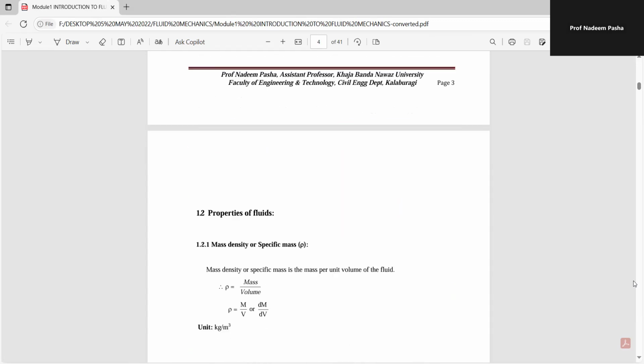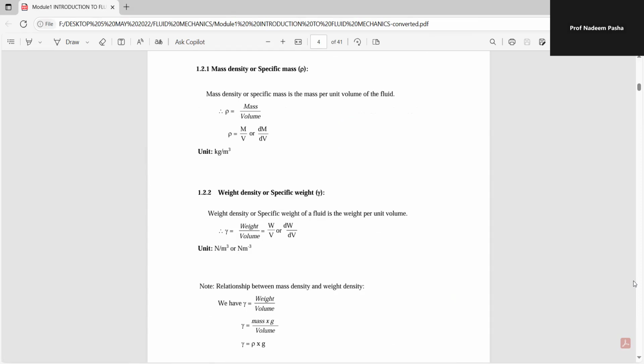Now we will see properties of fluid. Different properties of fluids are present, and these are very important. Why are they important? In order to understand the concept of fluid mechanics, you need to understand the basic properties associated with it. Fluid mechanics is a very interesting subject, but it is somewhat like geotechnical engineering. If you understand the concept, it is very easy, but if you fail to understand the basic concept, it becomes very difficult.